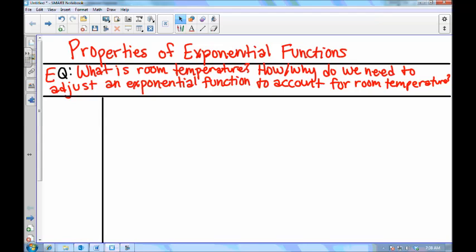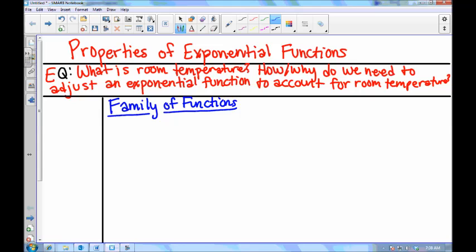Okay, we're going to take a step back in time to 9th grade, where you first started learning about functions. So we're going to list our family of functions. Family of functions. In 9th grade and secondary 1, you learned about linear functions a lot. And then you learned a second function that we've also talked about this year already. Does anyone remember what function it was in secondary 1, 9th grade?